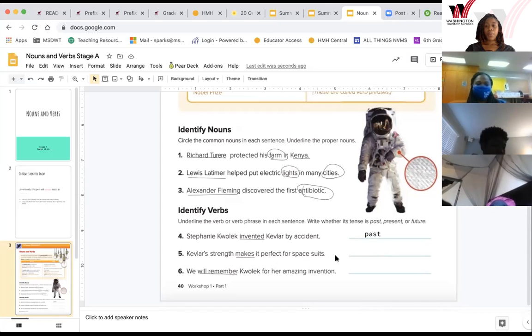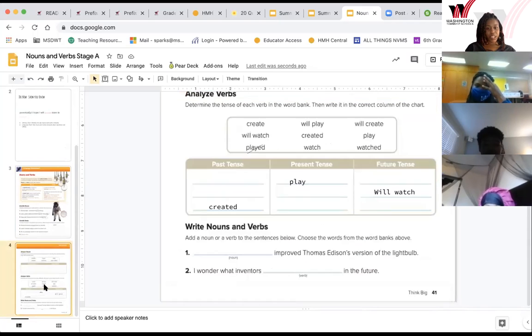Present. Present tense. Good. And then Aaliyah, you're going to do this last one. We will remember Colwick for her amazing invention. Future. Future. Good. Will remember is our verb. All right, you guys got that. We're going to move on to the next page.